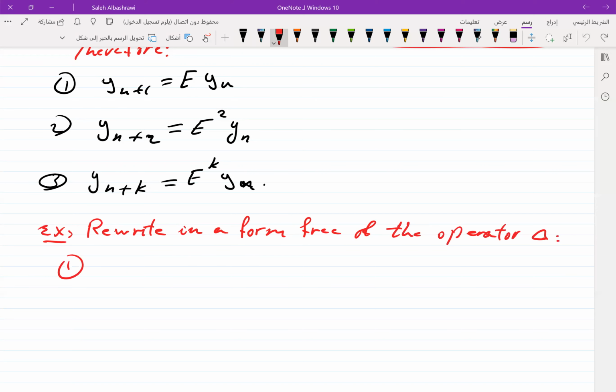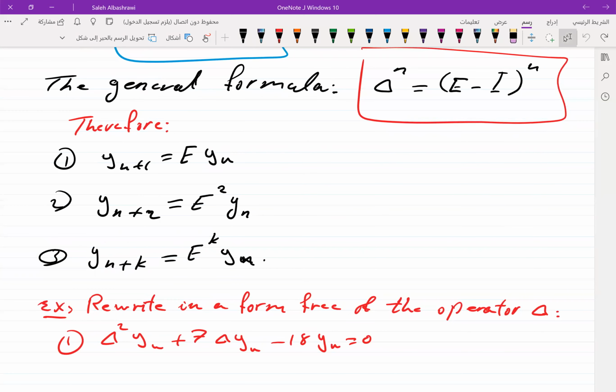Suppose I have delta square of y sub n plus 7 delta y sub n minus 18 y sub n equal to 0. And I need to write it in a form free of the operator delta. That means I'm going to use the shifting operator.